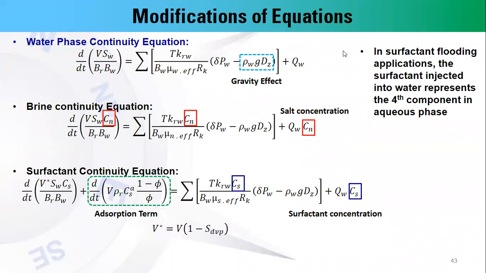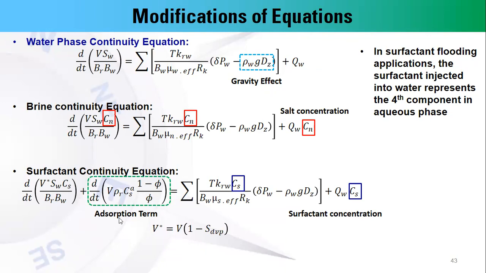Just to keep in mind, we have such modifications in the black oil model in case of surfactant flooding. So for the water phase continuity equation, we have this term to account for gravity effects. For the brine continuity equation, we have this term to consider the salt saturation in the brine, and we have the surfactant continuity equation, which is a function of surfactant concentration in the water phase and the surfactant adsorption term.